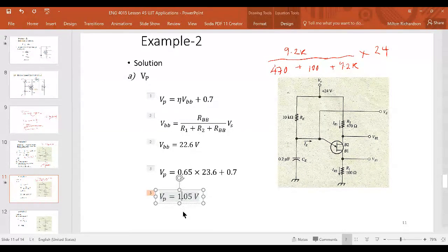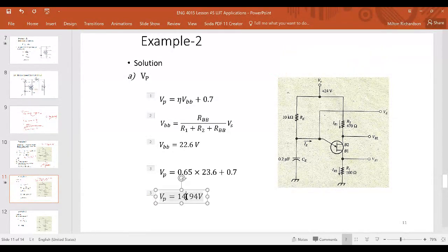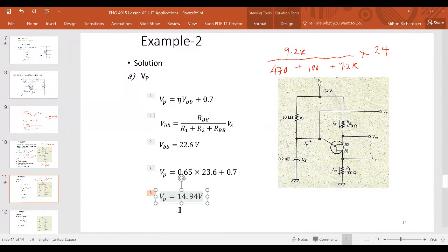I think it was 14.938. 14.938, or 94. Yes, sir. But I get 15.39. Why do I get that? I think we had, remember, sir, 15.39 there before. Right, I think we had that there before. That's right. Remember, this is 22.6.